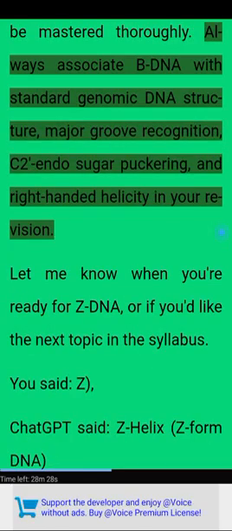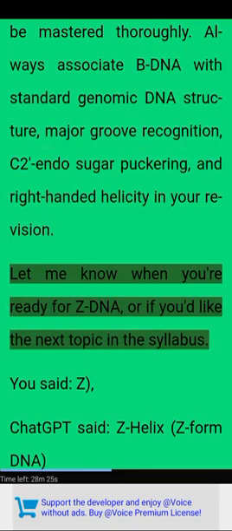Always associate B-DNA with standard genomic DNA structure, major groove recognition, C2' endo sugar puckering, and right-handed helicity in your revision. Let me know when you're ready for Z-DNA, or if you'd like the next topic in the syllabus.